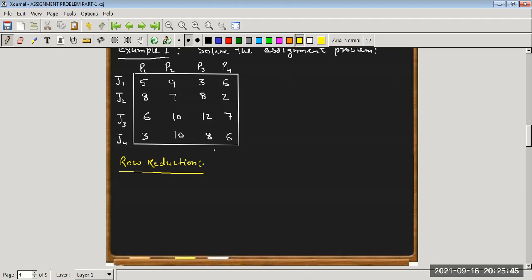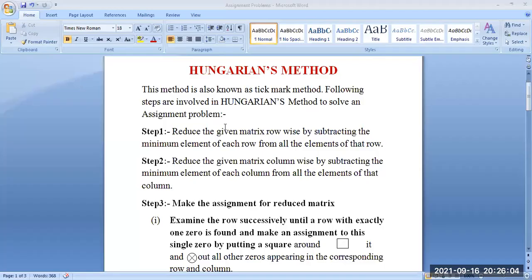Before solving this problem, I just want to discuss which method we follow to solve it. We will use the Hungarian method to solve the assignment problem. This method is also known as the tick mark method. The following steps are involved in the Hungarian method. What is step number 1? Reduce the given matrix row wise by subtracting the minimum element of each row from all the elements of that row.